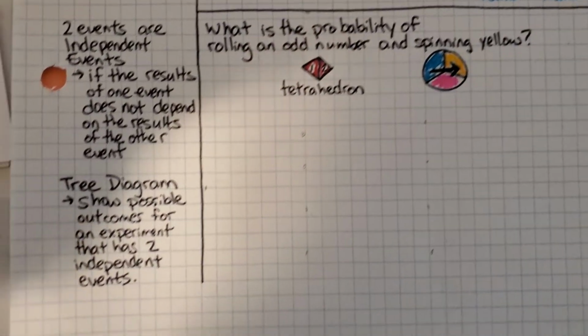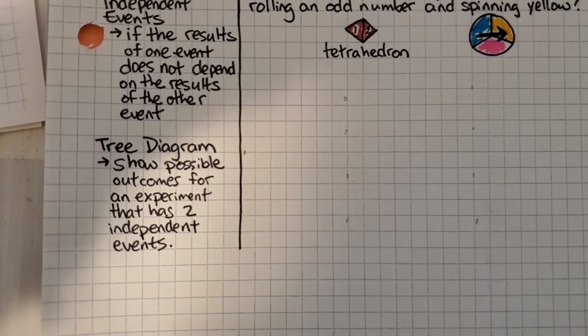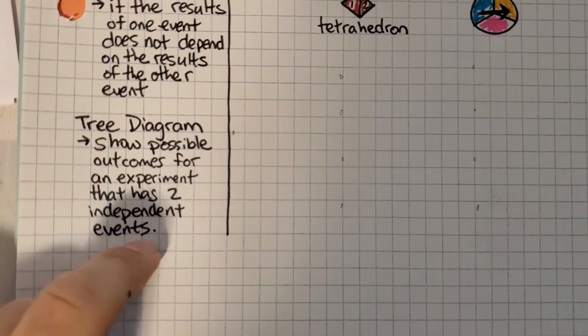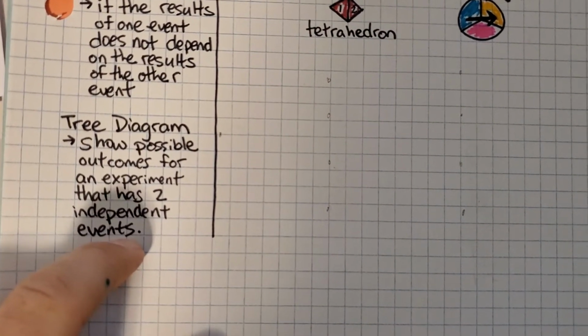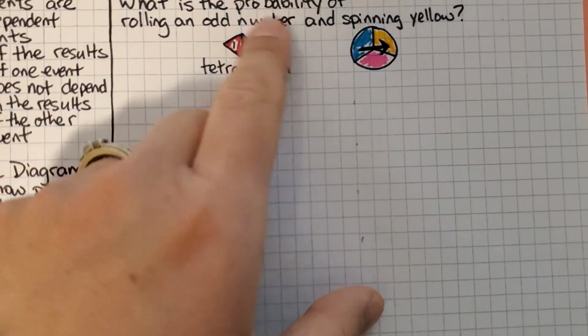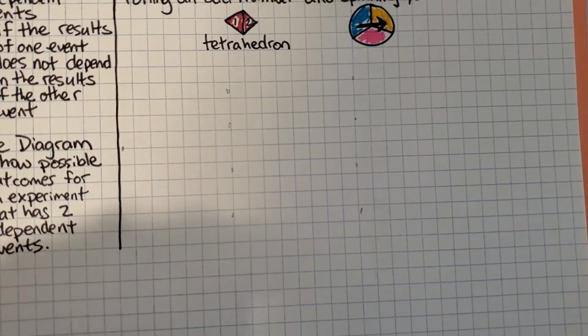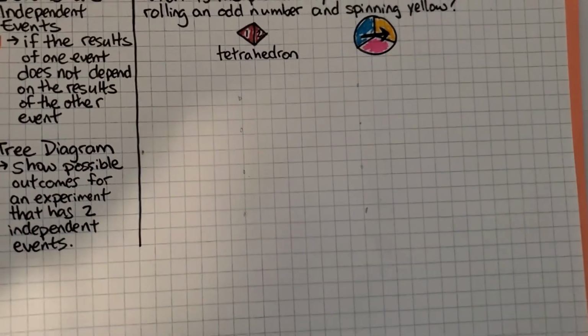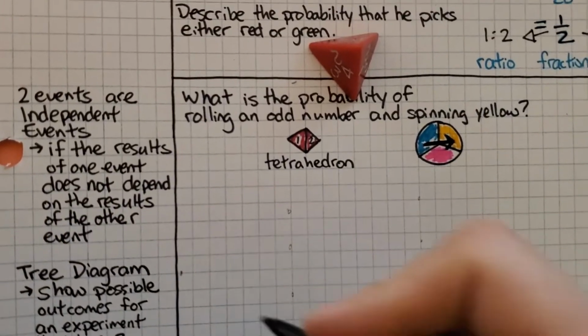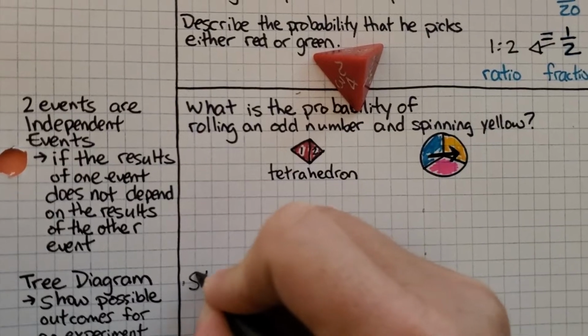Alright, so the way we're going to solve it is by using a tree diagram. Tree diagrams show all of the possible outcomes for an experiment with 2 events. 1 event, 2 events. Alright, so we get all of them and then look at our desired outcome.